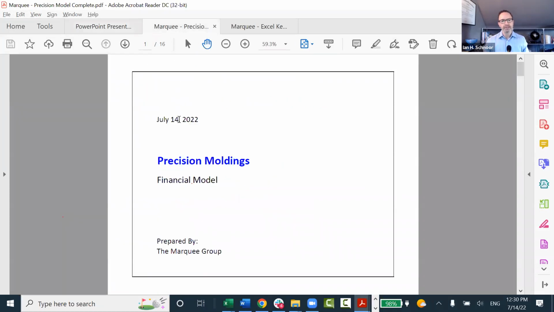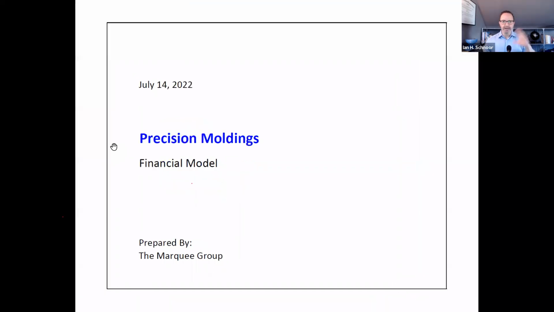I want to show you what would happen if I printed it on paper. You can see it's actually 16 pages long, this model, and I want to show you what it looks like. I want to go through it very quickly, but I want you to see that if you're going to build a best-in-class model, you need to be able to easily print it and create confidence that way.